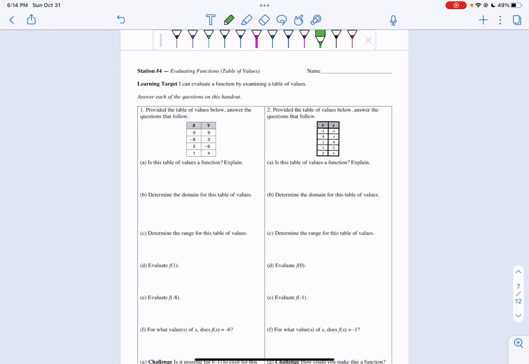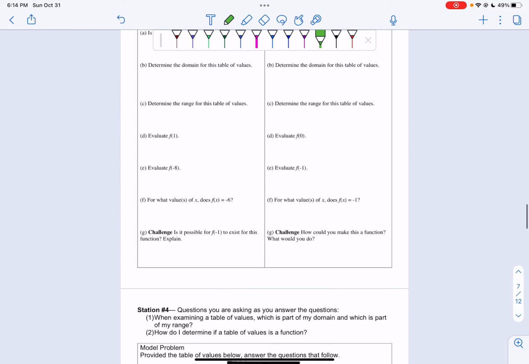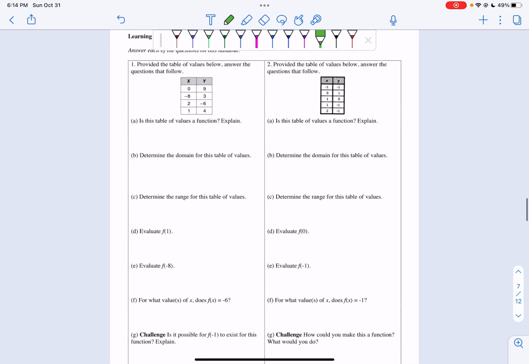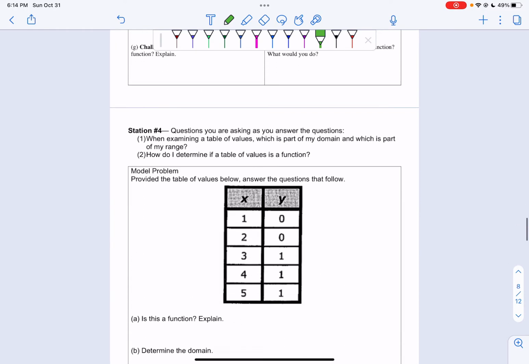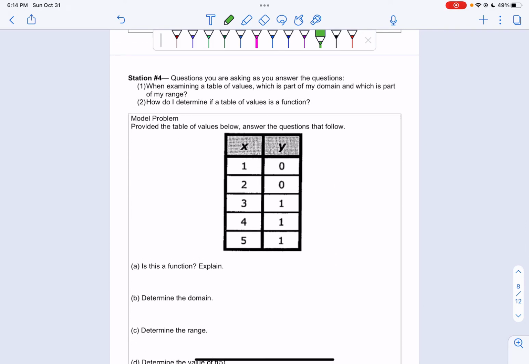Station number 4, evaluating functions by looking at a table of values. For this station, you're going to be examining 2 different tables of values and answering a series of questions about them. For this station, as you're answering the questions, we want you to be thinking about these 2 questions.